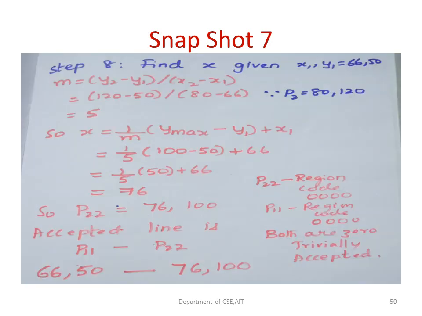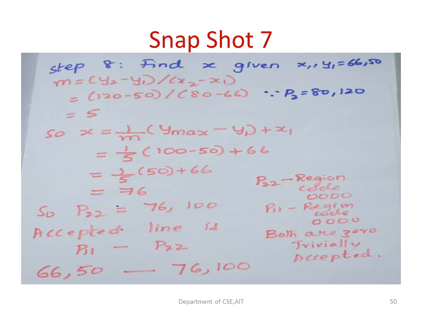Now we are going to find the value of x here by finding out the slope. The slope has to be calculated by taking the line as P11 and P2. Again you are going to get the slope as 5, and then you can find the value of x by substituting this slope, the y max equal to 100, and y1, which we know is equal to 50. Because the point x1 and y1 is 66 and 50, you are going to get the x value as 76.